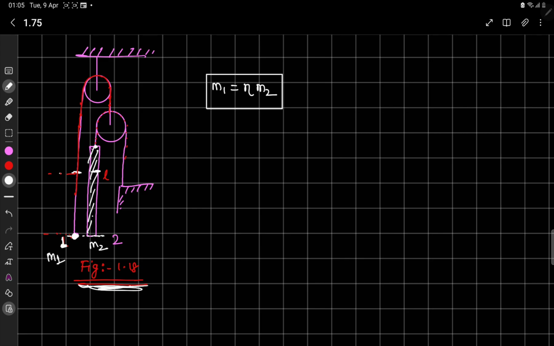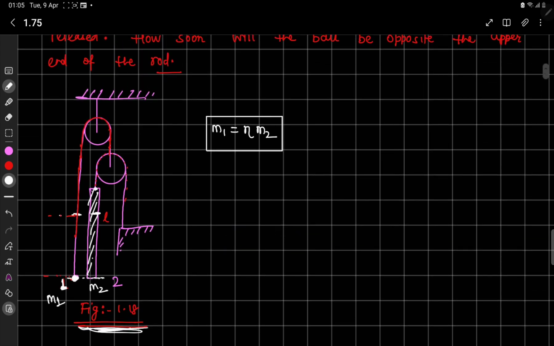the end part of this rod right now. It is asking that when the rod moves, let us say in the downward direction, and m1 moves in the upward direction, then when both meet at one point, aligned with the top point of this rod, what is the time taken by mass m1 to move from this point to this particular point.